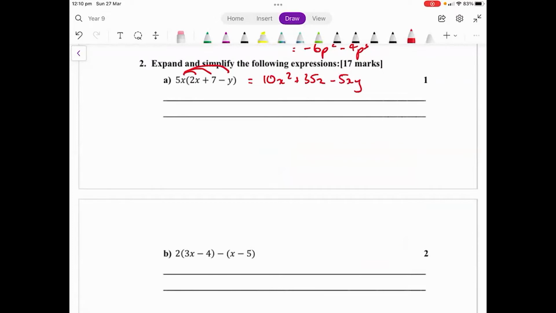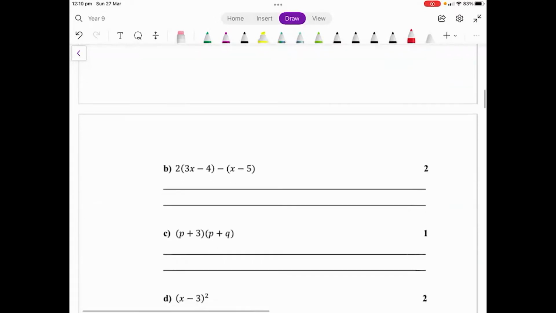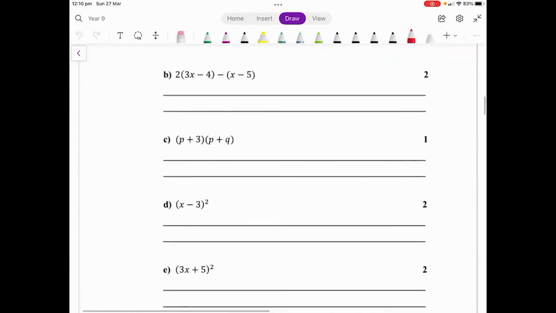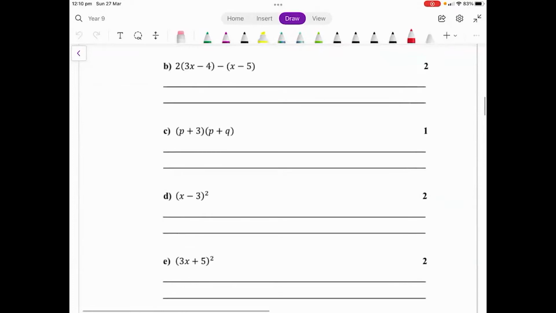Question B, we have two sets of brackets that we need to expand. For the first one, the number in front of the brackets is a 2. For the second one, there doesn't appear to be a number there, so that's an invisible 1. So now we draw our eyebrows. 2 times 3x is 6x. 2 times minus 4 is minus 8. Minus 1 times x is minus x. Minus 1 times minus 5 is 5.